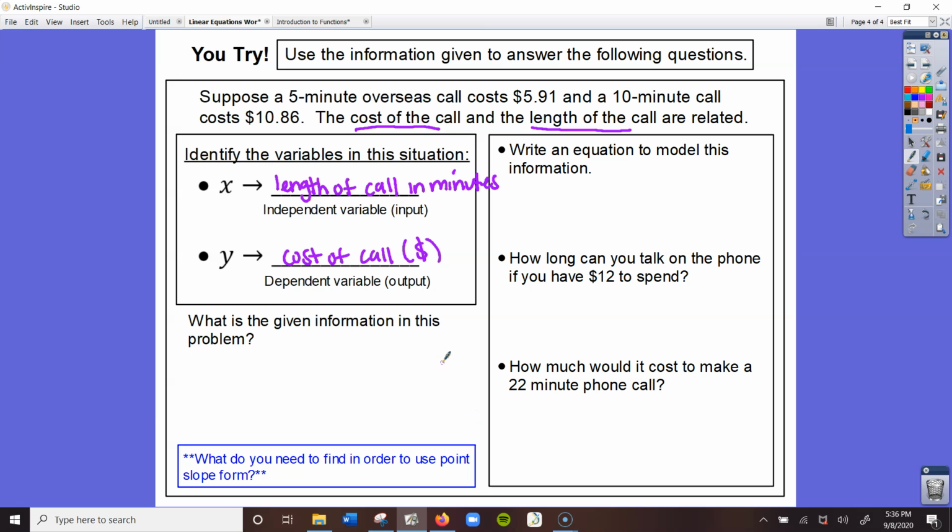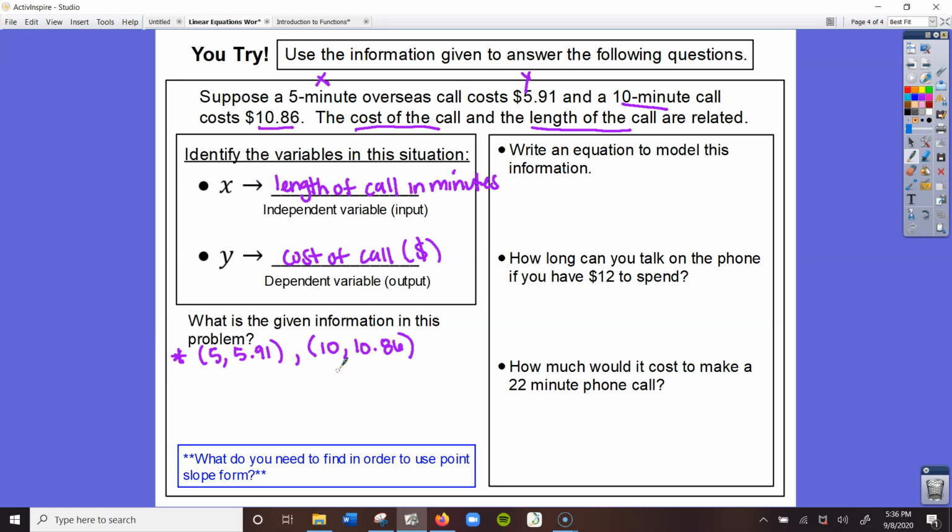Now in the problem, we're going to write down what is given. We are told that a 5-minute call costs $5.91. These are related to each other. This is 1 point. Since this is time and this is the cost, this is your x value. This is the y value. So one point that we have is (5, 5.91). Then we're also told that a 10-minute call costs $10.86. This is a second point, (10, 10.86).